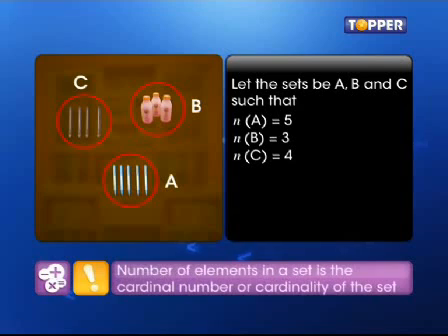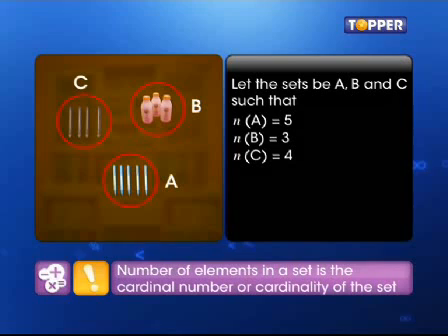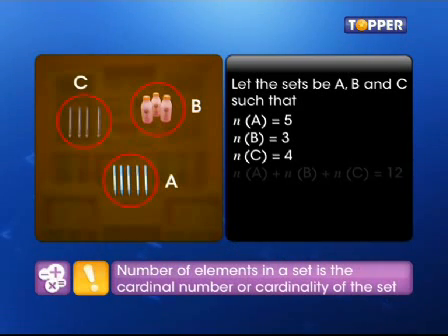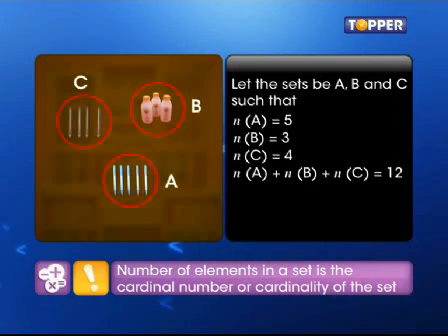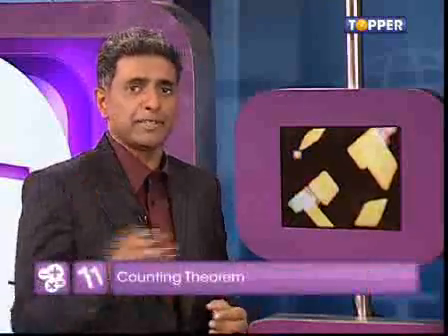Now you know that the number of elements in a set is called its cardinal number or cardinality. So the cardinal number of the sets A, B and C are, right, 5, 3 and 4 respectively. Now the total number of items present in all the three sets is, you're right, 12. Since there's no common element, the total number of elements in the disjoint sets is simply the sum of the individual cardinalities. This is the setting for what is known as the counting theorem.